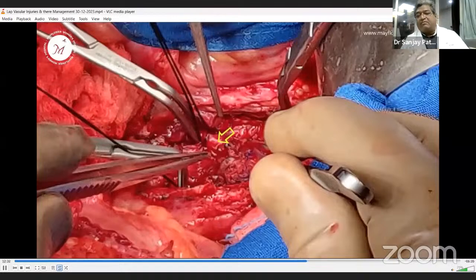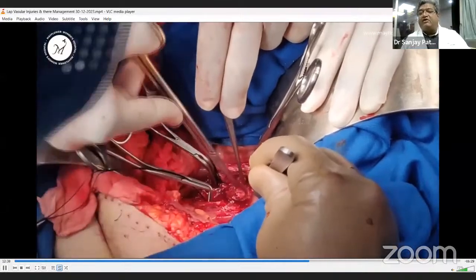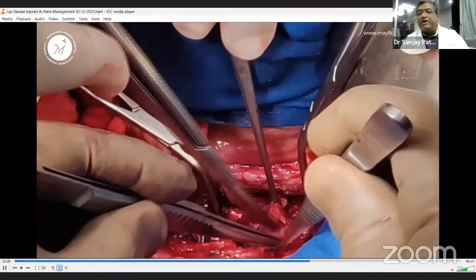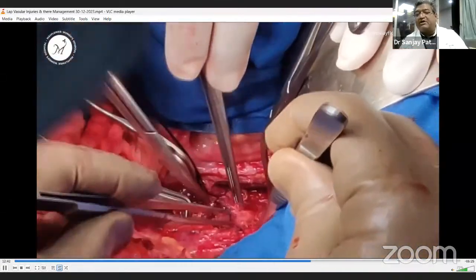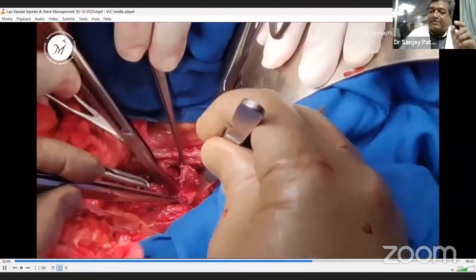This is the patient's right side common iliac, this is left side. And then we identify the pseudoaneurysm. Look here, this is the bulging. We excise the pseudoaneurysm sac.